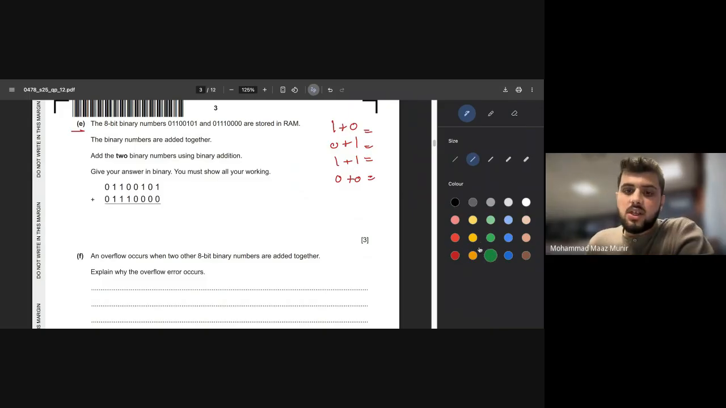Answers आपके कुछ इस तरह होते हैं कि when you do 1 plus 0, it basically results in 1. सही. And just like that, when you do 0 plus 1, it also results in 1. But when you do 1 plus 1, it results in 0, but you get a carry. Okay, you get a carry.